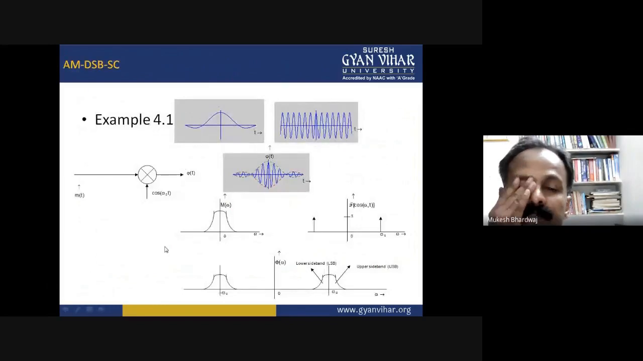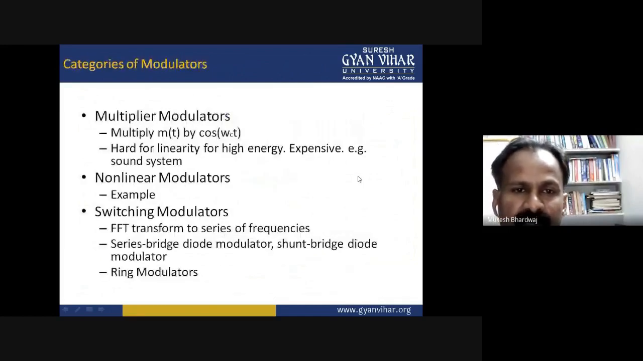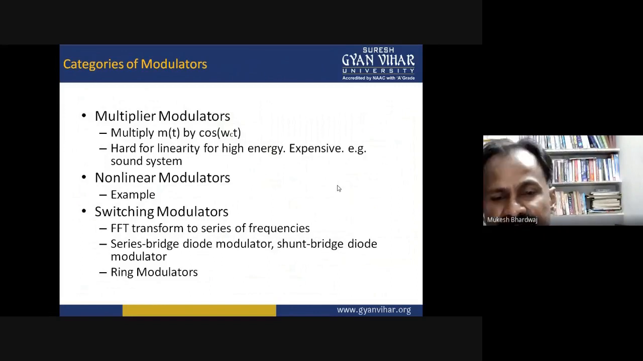So these are the diagrammatic representations of the waveforms: single sideband, double sideband, or amplitude modulated waves. Multiplier modulators multiply m(t) by cos omega_c t; hard to keep linear for high energy, expensive. Examples, sound systems. Nonlinear modulators, examples. Switching modulators, FFT transformed to a series of frequencies. Series bridge diode modulator, shunt bridge diode modulator, ring modulator.